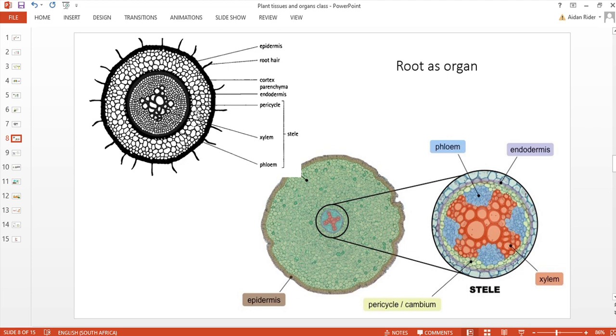Remember, no photosynthesis happens in the root, so palisade cells are not needed. And here's the vascular bundle. In the middle would be your xylem, forming a kind of X here, and your phloem on the outside.